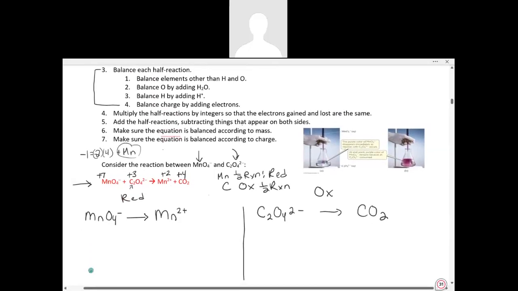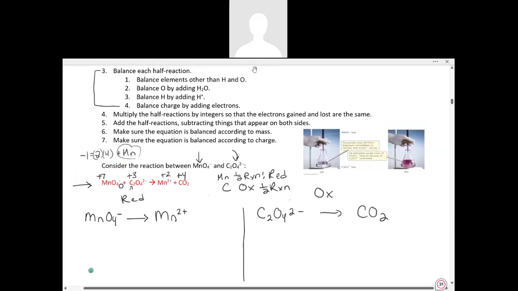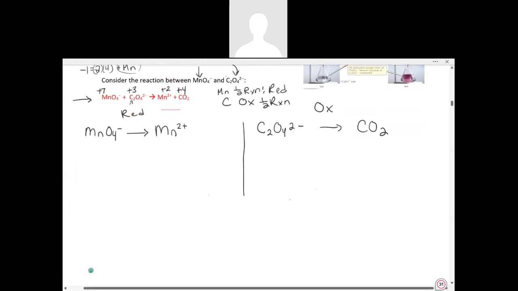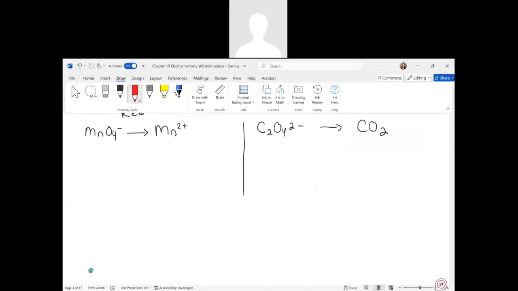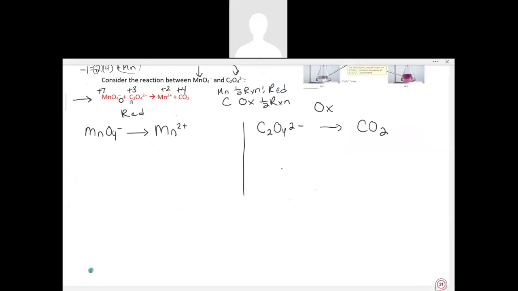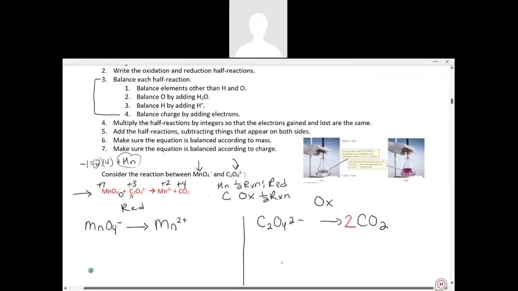Now that we have broken the oxidation and reduction reactions into two parts, let's balance each half reaction. We want to balance everything other than hydrogen and oxygen first, because we can fix those later. For manganese, I see I have 1 of each in my reduction half equation, so I can move on to my oxidation half equation. I see that I have 2 carbons, and I only have 1 on the CO2 side, so I have to add a coefficient there. That's the only thing I've done so far. Now my carbons are balanced, and my manganese was already balanced.